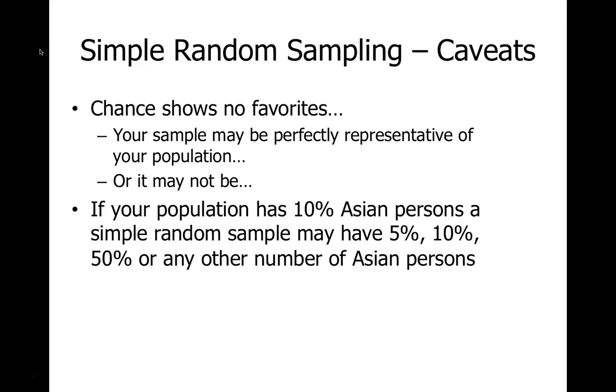So your sample may be perfectly representative of a population, or it may not be. So for example, if your target population is comprised of 10% people of Asian descent, your simple random sample may have 5%, 10%, 50%, any other number of people of Asian descent. And so even if you're using a simple random sampling or a probability sampling method, you may not get a sample that looks exactly like your population or is completely representative of your sampling frame or your target population.